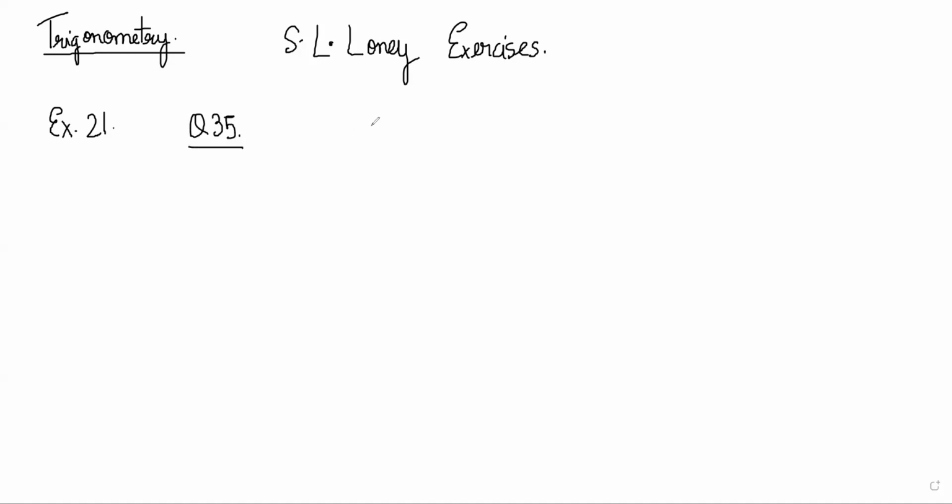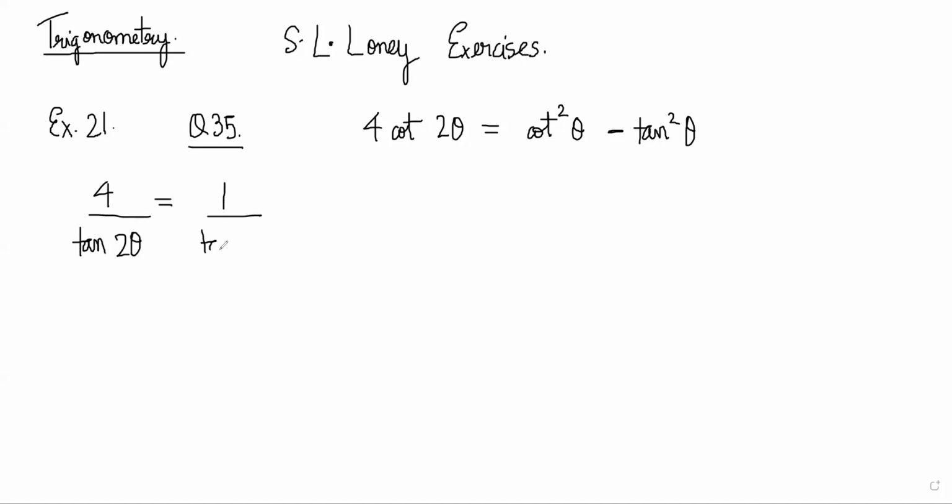Okay. The question is: solve the equation 4 cot 2 theta is equal to cot square theta minus tan square theta. I don't want to work with cot, so I would try to convert everything to tan. So I can write this side as 4 by tan 2 theta, and this side as 1 by tan square theta minus tan square theta. Why am I converting to tan? Because I have formulas for the general solution of tan, right?